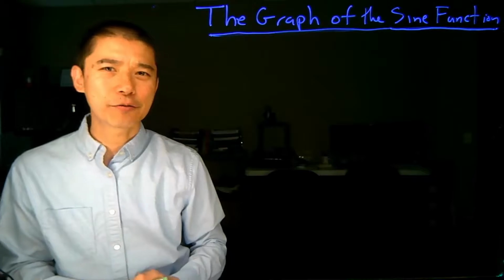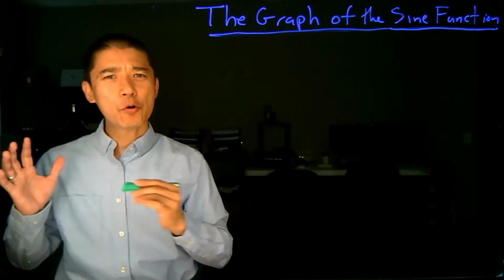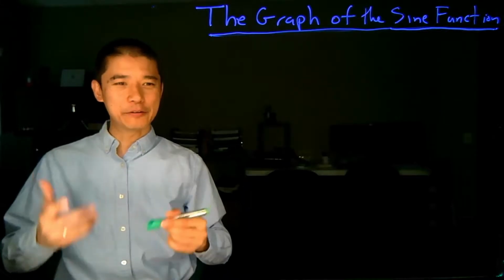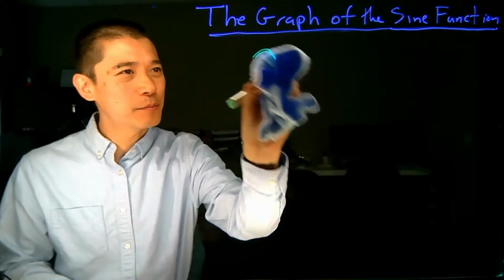We want to take a look at the graph of the sine and the cosine function, and we're going to start with the graph of the sine function. Now, before we can get there, we have to talk a little bit about the theory of functions. What's actually happening here?